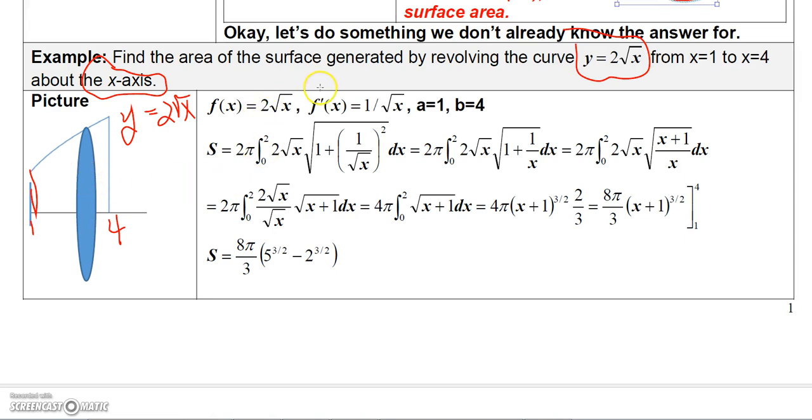So going back to the formula, I know that the distance that this function is from the x-axis is just f of x, which is 2 times the square root of x. I'll let you differentiate this, but I went ahead and differentiated, and I got 1 over square root of x. And then we're integrating from 1 to 4. So again, I'm going to pull my 2 pi outside. I like to keep it outside the integral. And then I'm going to integrate from 1 to 4.